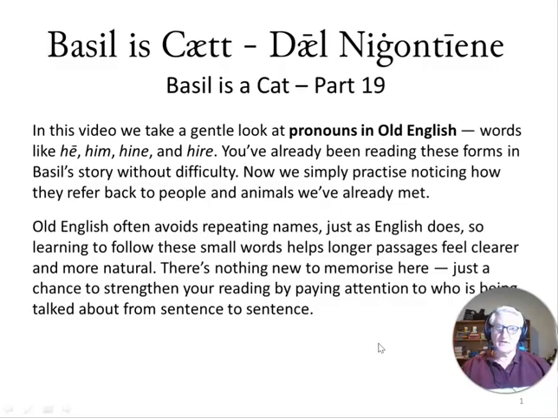Okay, these are the pronouns. There's nothing new to memorize here, just a chance to strengthen your reading by paying attention to who is being talked about from sentence to sentence. Okay, let's make a start.